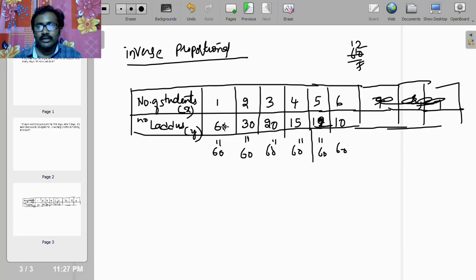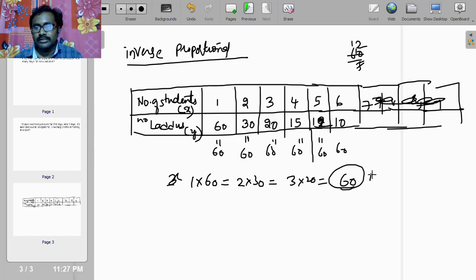So here I told you before, the number of students I make as the x variable and the number of laddus will be the y variable. So 1 is a value, then 2, 3, 4, 5, 6, 7, 8, 9, so you may get many numbers. Now see here, this is nothing but x. If you multiply, 1 into 60 is equal to 2 into 30 is equal to 3 into 20 is equal to, so you get the same 60. 60 is a constant here, right?